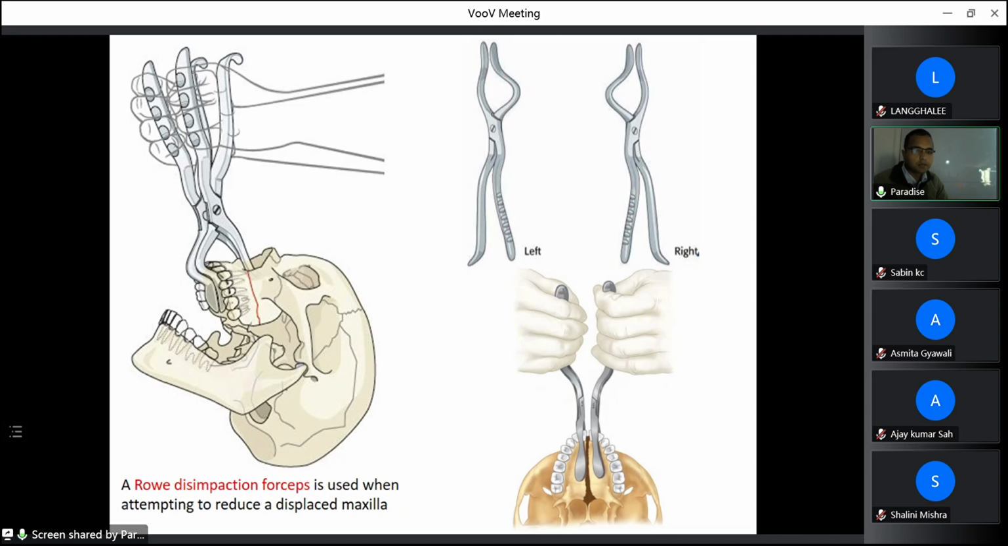It is present in a pair. It is different for the left side and right side. One of the beaks is inserted into the nasal cavity, another beak is inserted into the oral cavity, and you have to apply the force occlusally downwards simultaneously, and you have to disimpact the maxilla. Once the maxilla is disimpacted, then you have to reduce it to the pre-injury state and you have to fix it. The Rose disimpaction forceps is used to disimpact the impacted maxilla in case of Le Fort 2 fracture or Le Fort 1 fracture.